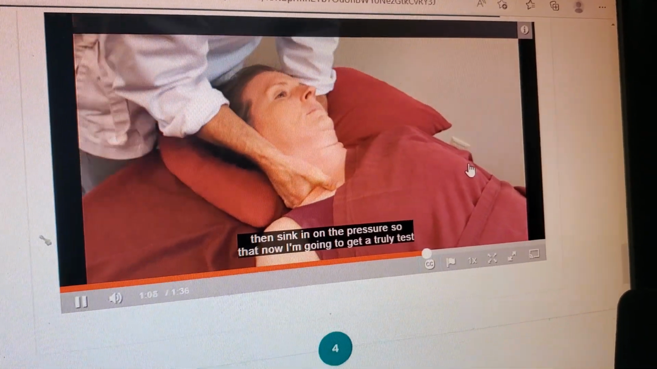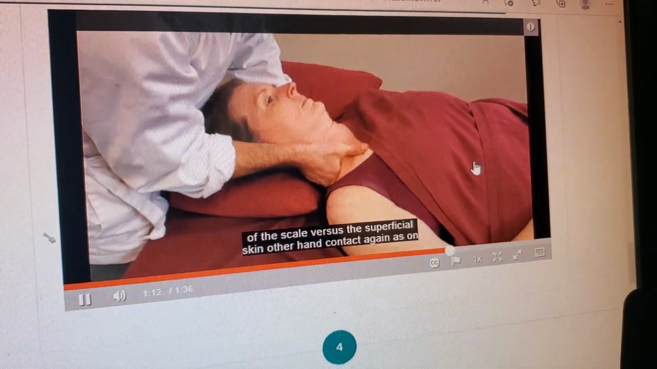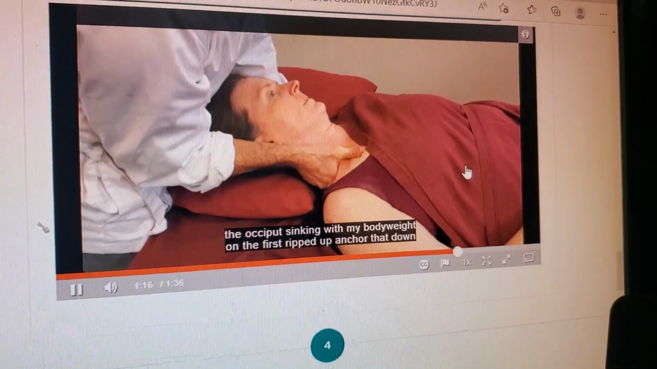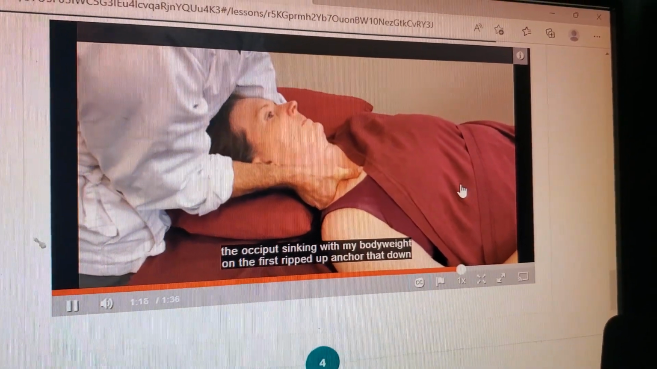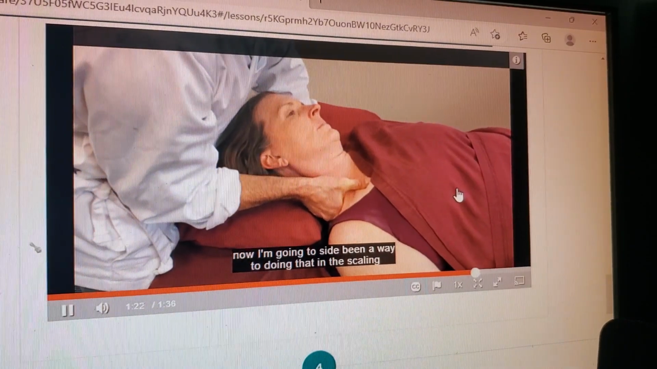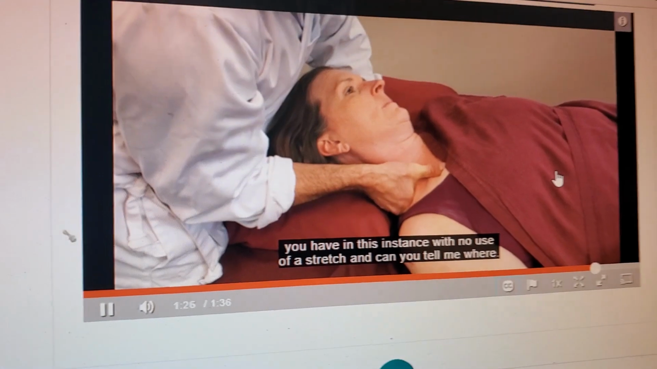So that now I'm going to get a true length test of the scalenes versus the superficial skin. Other hand contact again is on the occiput. Sink in with my body weight on the first rib to anchor that down. Now I'm going to side bend away to lengthen the scalenes. Do you have any symptoms of that? No. Yes. It's on the way.